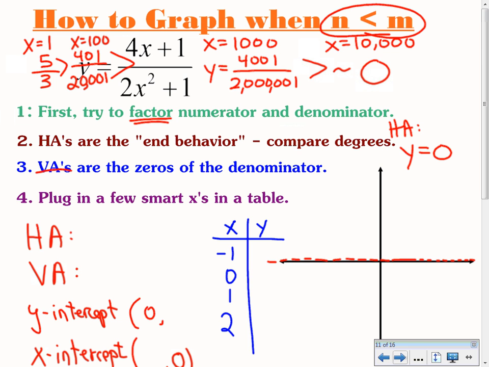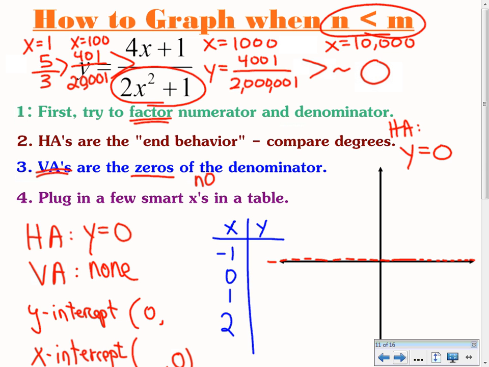Number 3, the vertical asymptotes are the zeros of the denominator. Same idea with polynomials, right? So we have zeros just the same. So we look here, are there any zeros there? We didn't factor it. Not factorable. There are none. All right? So a horizontal asymptote is at y equals 0. A vertical asymptote, we don't have any. It's going to be a continuous graph from left to right.